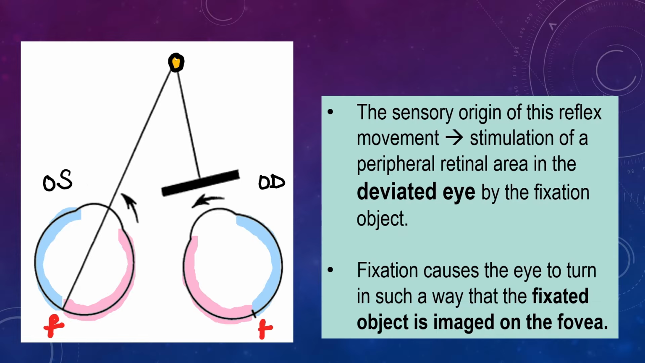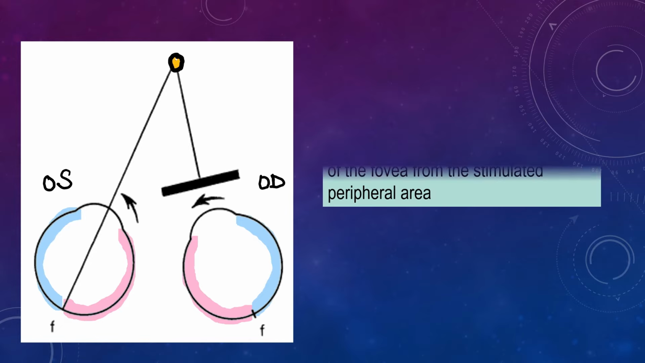Basically, the sensory origin of this reflex movement is the stimulation of the peripheral retinal area in the deviated eye. In this case it is the left eye which was deviated. Once we force it to take fixation, this eye is going to turn in such a way. It's not just about esotropia. Any eye with a squint, when you force it to take fixation, is going to turn in such a way that the fixated object will move towards the fovea. I hope that is clear to you.